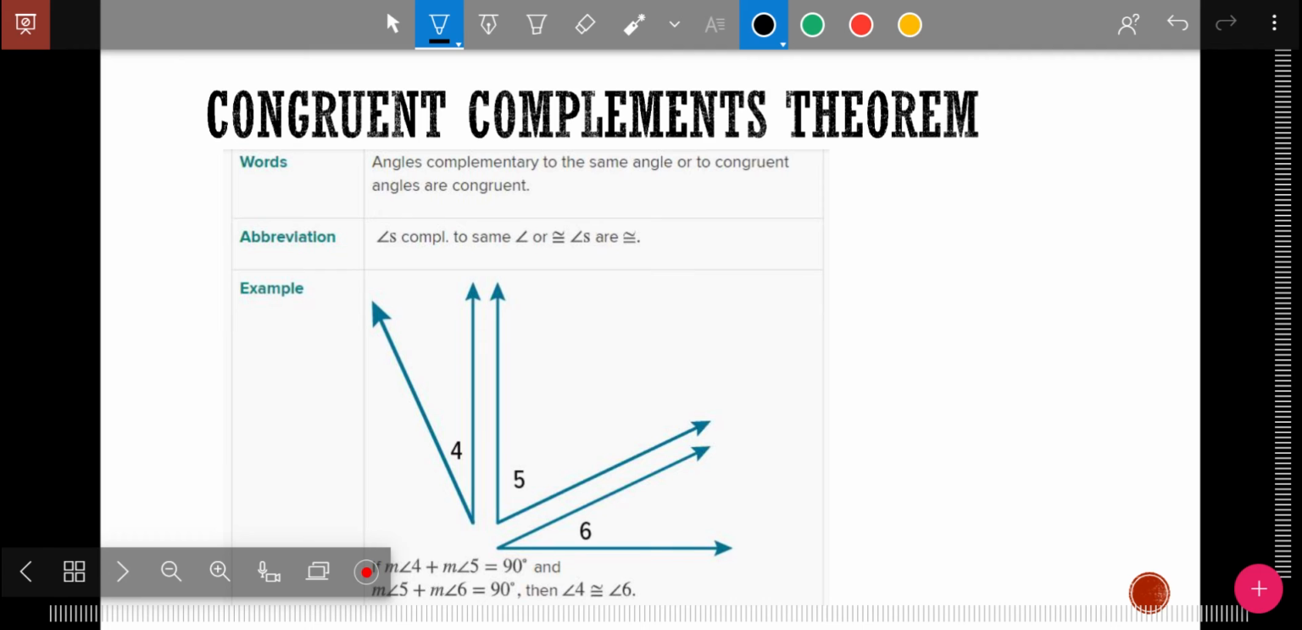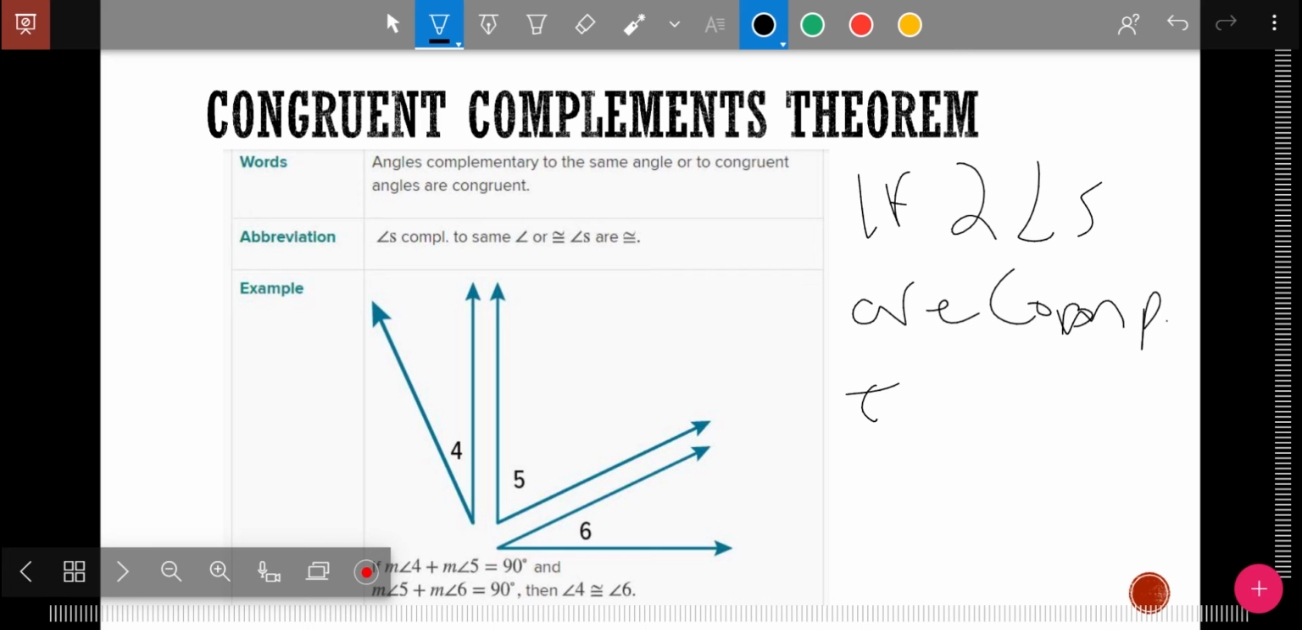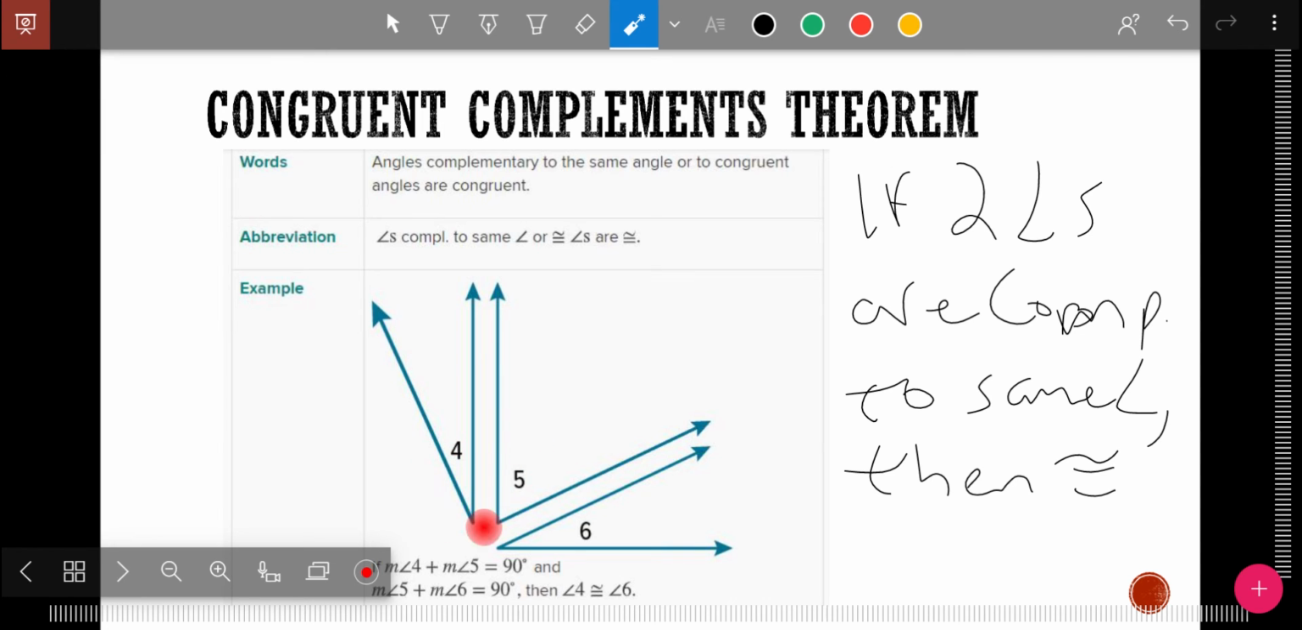And then we have the same thing here. If two angles are complementary to the same angle, then they are congruent. And here the example would be that if 4 and 5, when you combine them, make 90, and then when you combine 6 to that same 5 and they make 90, then because 5 is not changing, whatever 4 is and whatever 6 is are the same.